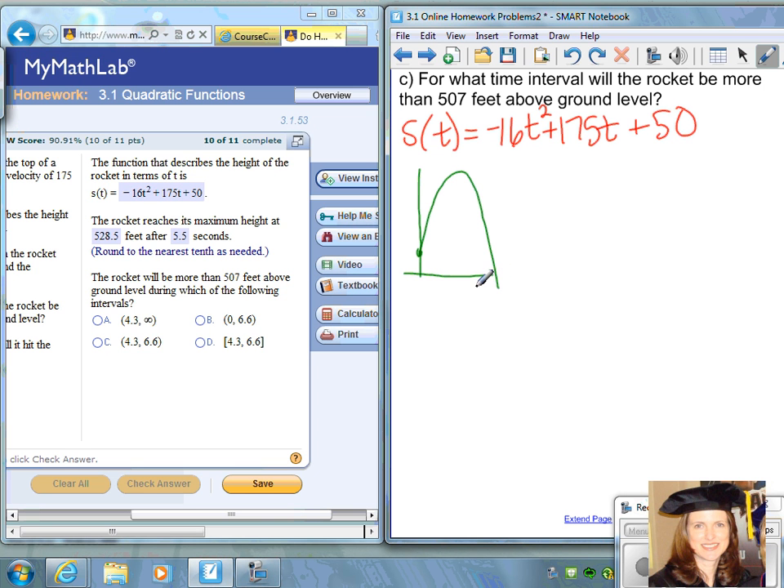We want to find the time when it's over. It actually goes up to 528 feet, so we want to locate the time when it is above 507 feet. That's going to be somewhere along this line. Just kind of draw a dotted horizontal line here. There are 2 points in time where the rocket is above 507 feet, between those two values. And we know that it reaches its highest point from the previous answer at about 5.7 seconds.